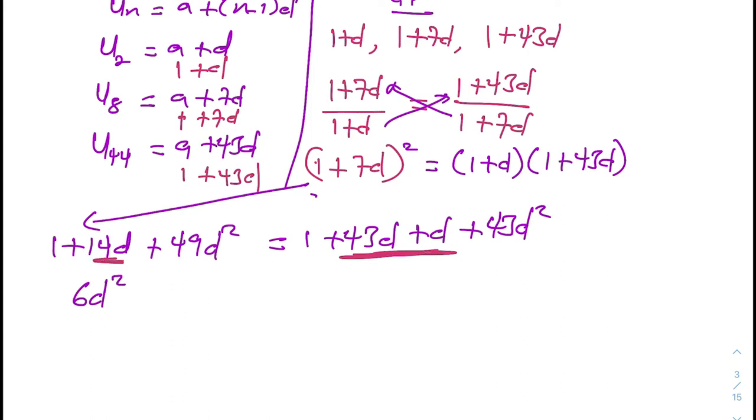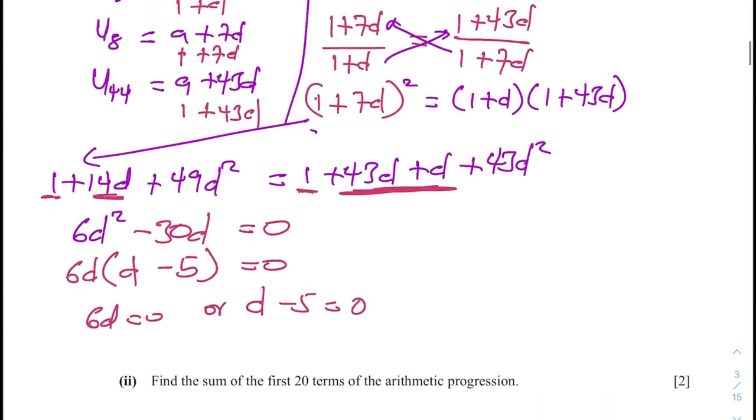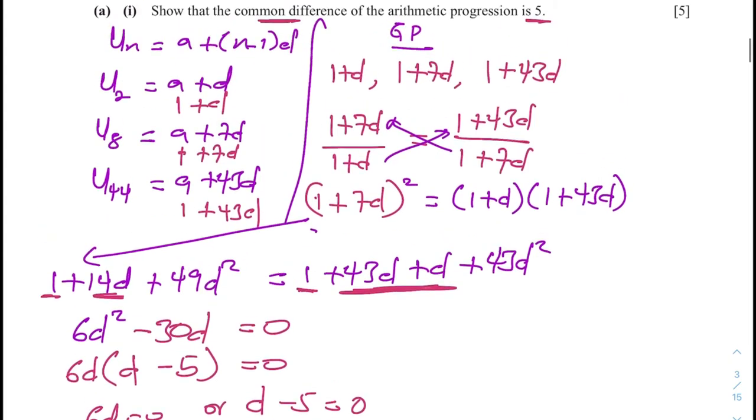And then we have these two d's here that become 44d, right? So you have basically 14d here. So 14d minus 44d will give us negative 30d. And then finally, we have 1 here, we have 1 there, so they subtract, that's 0. So we can factor 6d out, and that means we have d minus, 5 times 6 is 30, so 5, is equal to 0. So that means that 6d is equal to 0, or d minus 5 is equal to 0. And then that means that d is equal to 0 or d is equal to 5.